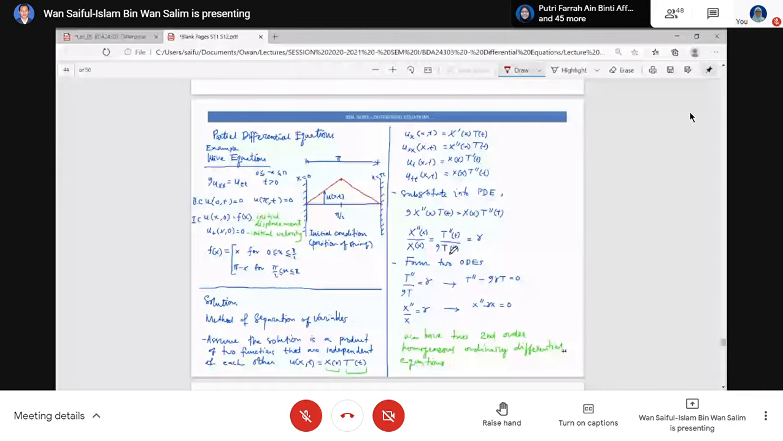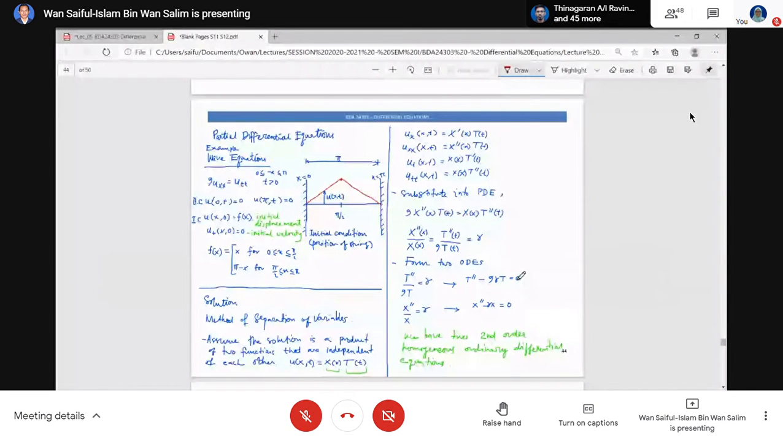So then we observe these two equations. We find that they are both second order ordinary differential equations, and they are equal to 0, so they are homogeneous.